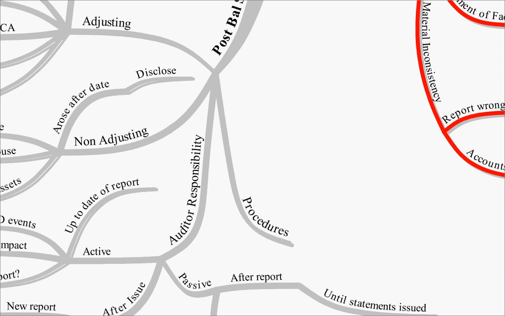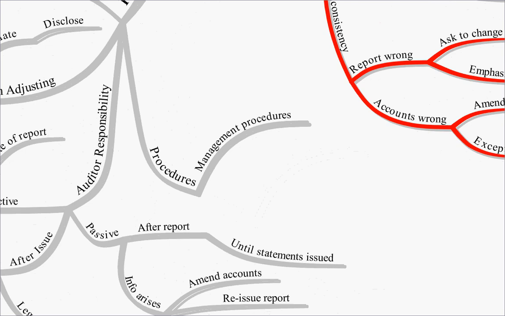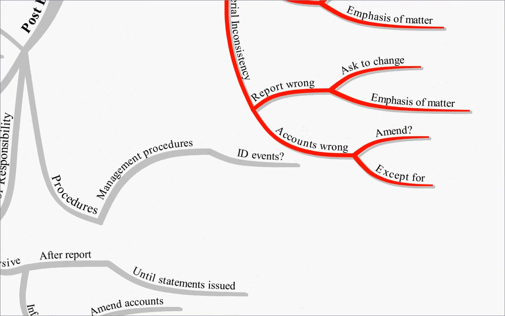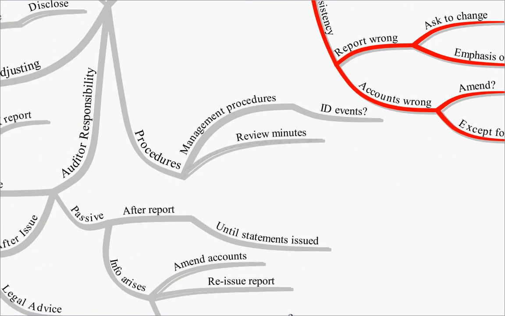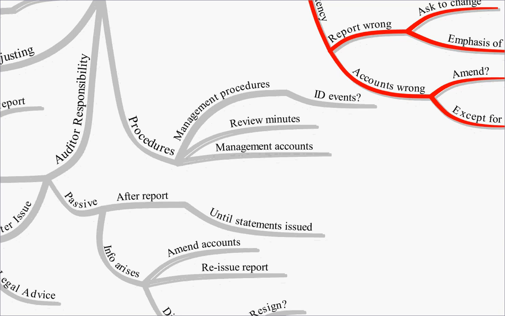So, what procedures should we use to try and identify these post-balance sheet events? Well, first of all, you're going to look at management procedures for identifying post-balance sheet events. Are they suitable procedures? Are they likely to work? You need to have a look at those procedures and see if they are correct. You'll review the minutes of the board meetings, etc., to make sure that no events are outlined there that you should be aware of. You'll review management accounts, cash flow forecasts, all of these sorts of things to see if there are any events that are contained in those.